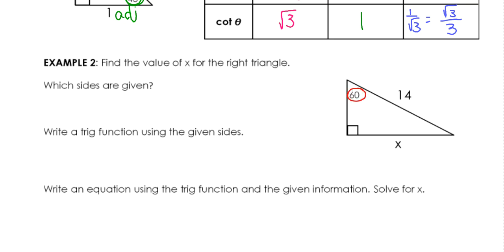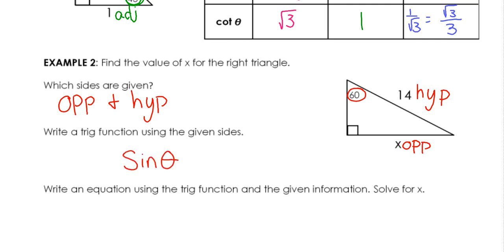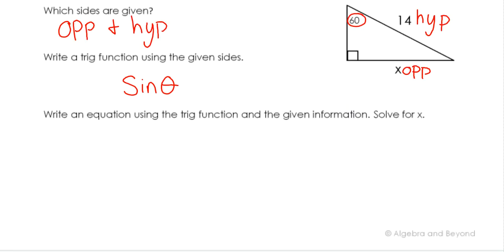So for this one, based on this 60-degree angle here, x is opposite, and the 14 is across from the 90-degree angle, so that makes it the hypotenuse. So in this triangle, I am given the opposite side and the hypotenuse side. When I have opposite and hypotenuse, I know that the trig function that goes with opposite and hypotenuse is sine of theta. So I'm going to use those 2 pieces of information to help me set up an equation and solve for x. So we're going to say the sine, and I know theta in this case is 60, is the opposite side, which is x, over 14.